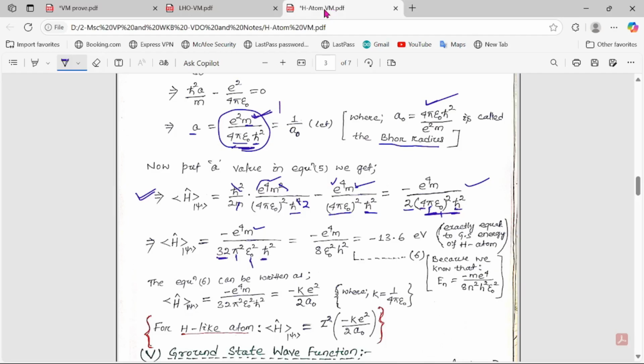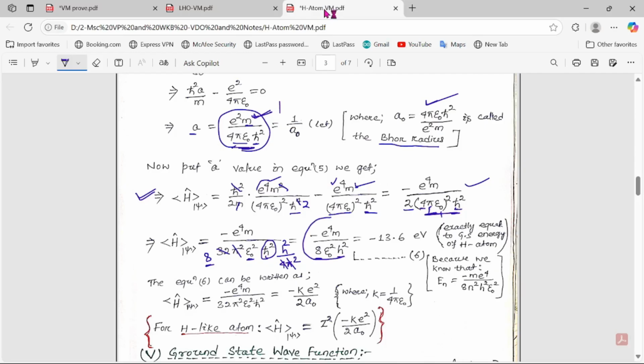Here you can see h cut is nothing but h by 2 pi. So h cut square can be written as h square by 4 pi square. Here pi square gets cancelled, 4 is cancelled with 32, it becomes 8. So we find minus e to the power 4 m by 8 epsilon naught square h square.